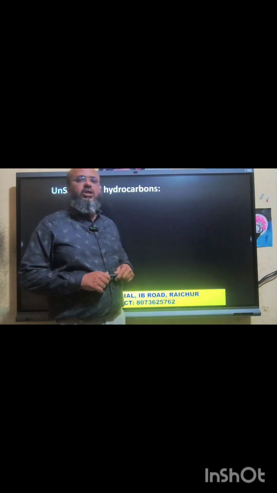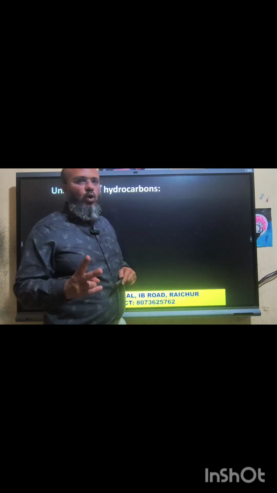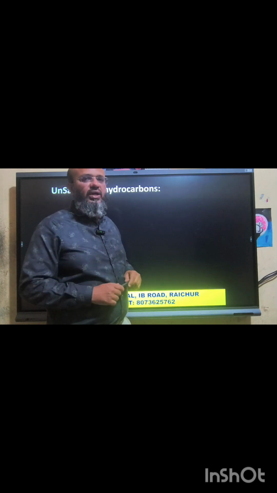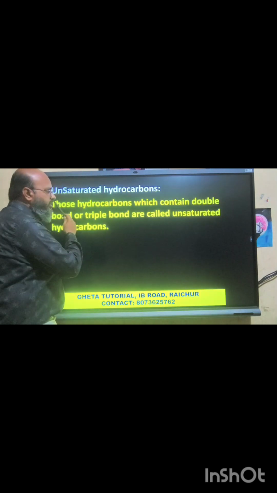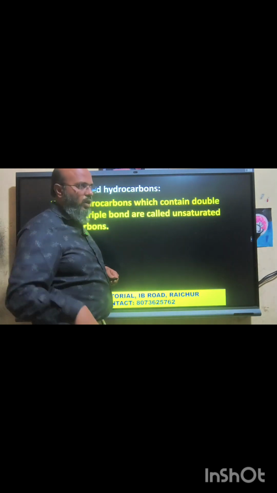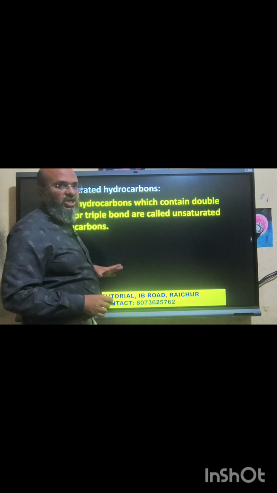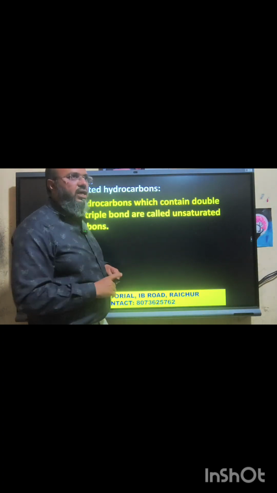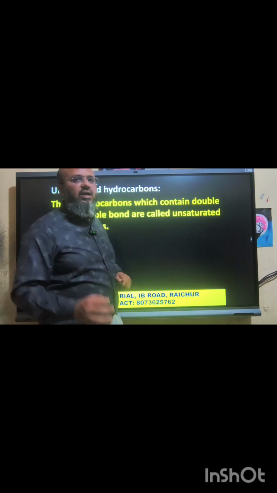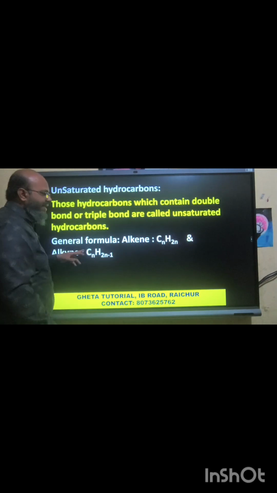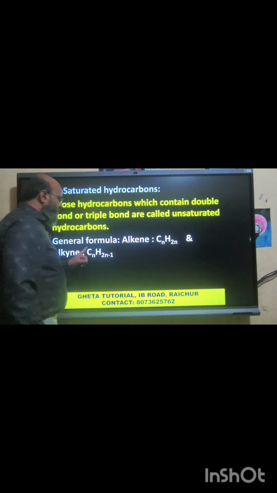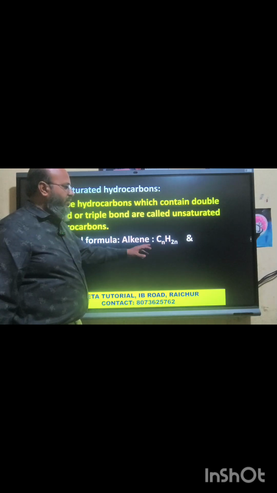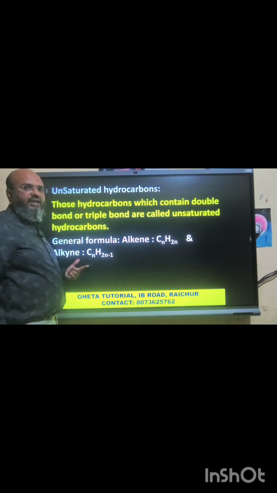So unsaturated hydrocarbons are those hydrocarbons which contain a double bond or triple bond between the two carbon atoms. So here is the answer for this one. There are examples: we have alkene and alkyne. Alkene is the compound which contains a double bond and alkyne contains a triple bond. Alkene has the general formula CnH2n and alkyne CnH2n-2. So alkene contains a double bond, and alkyne contains a triple bond.